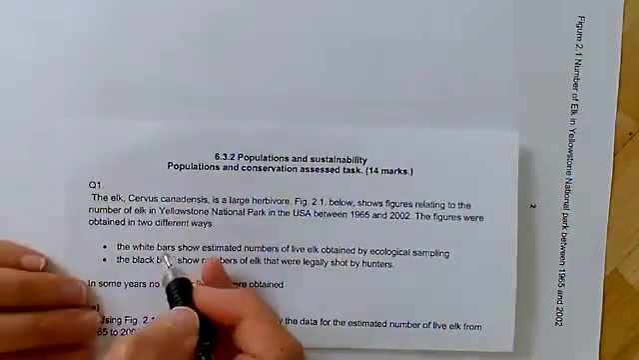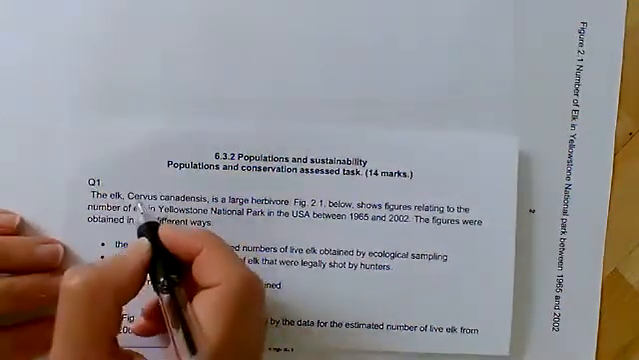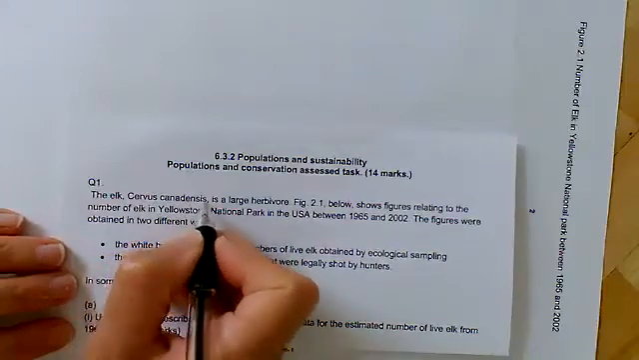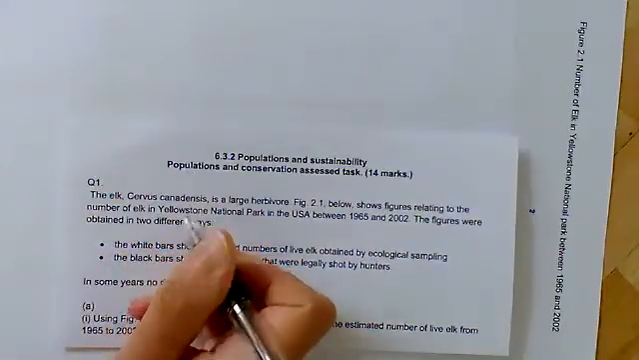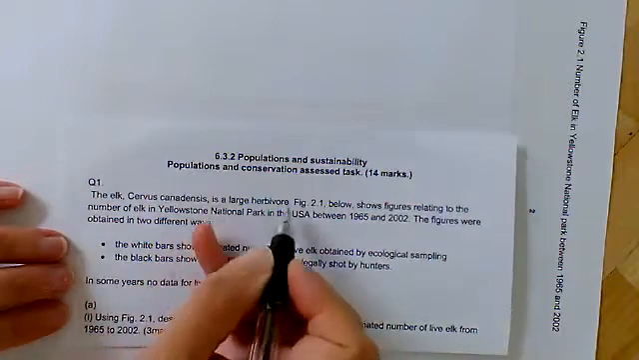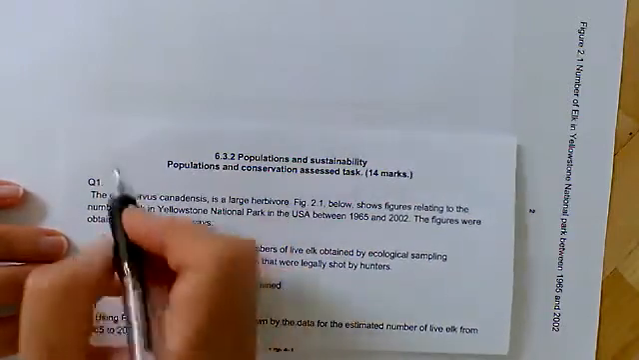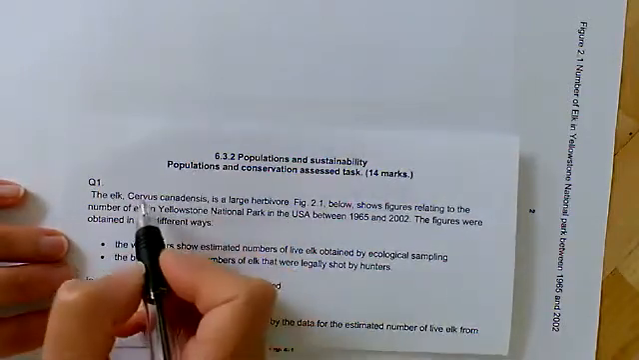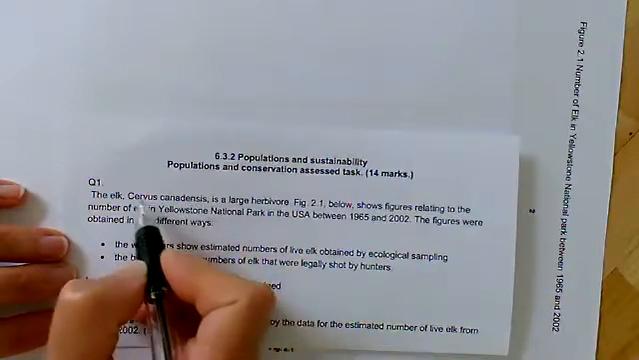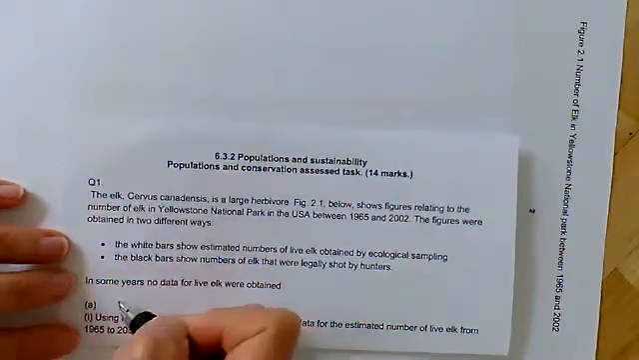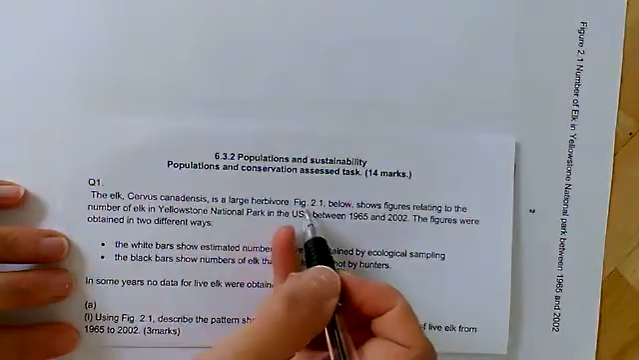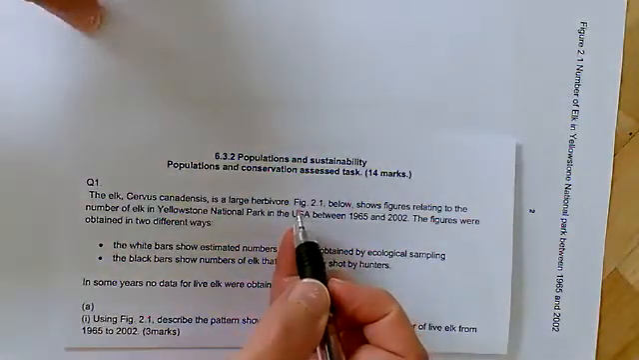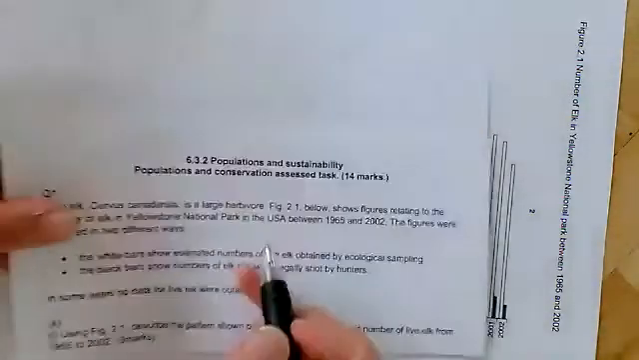This is how you should have done it. So it says the elk, Cervus canadensis, pardon my pronunciation, is a large herbivore. So it's just telling us the name of the elk. We can see its binomial name here with its genus and then its full species name. And we can see you were given figure 2.1. Here's your figure underneath here.